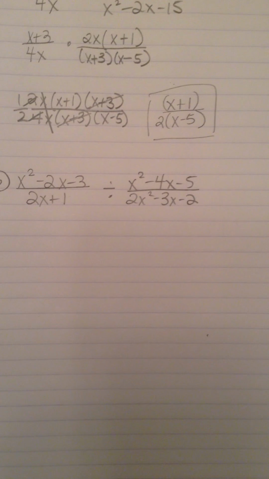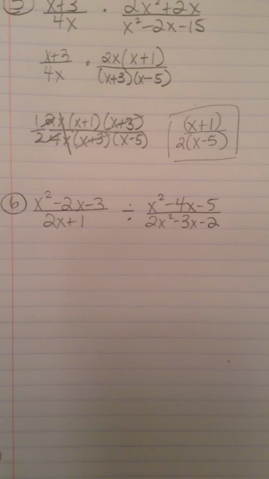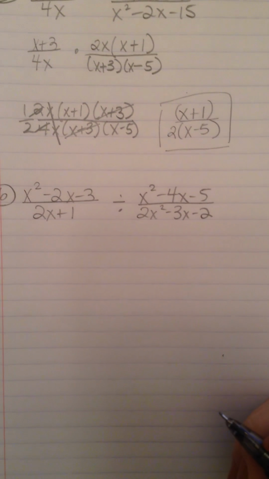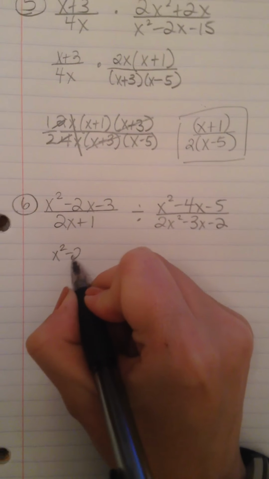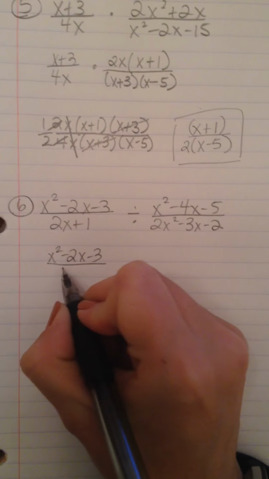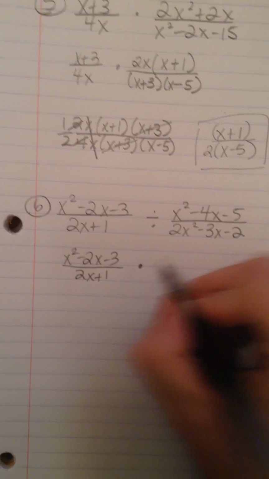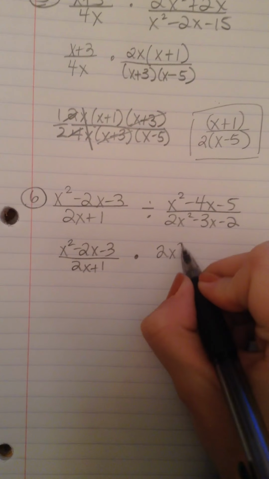Number 6, the first step, since it is a dividing rational expressions problem, is to find the reciprocal of the second rational expression. Which means I need to flip the second fraction. So the first one stays the same, x squared minus 2x minus 3 over 2x plus 1. I'm going to change the division to a multiplication, and then I'm going to have 2x squared minus 3x minus 2 over x squared minus 4x minus 5.